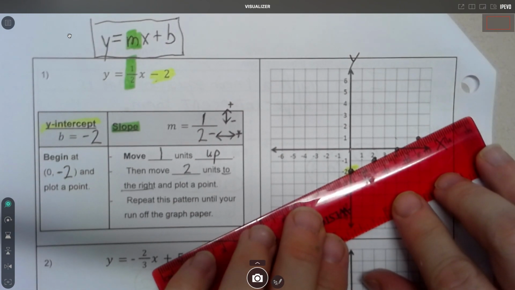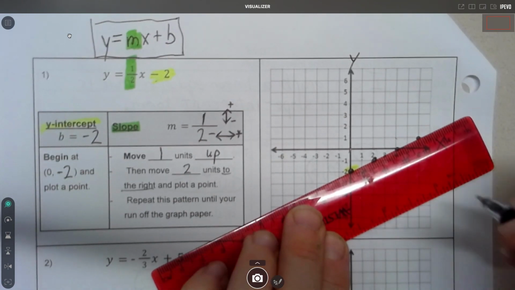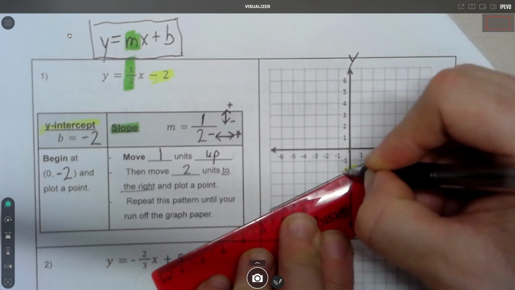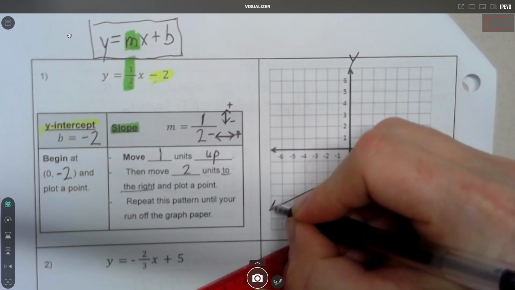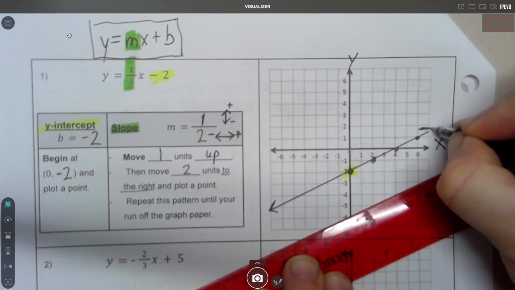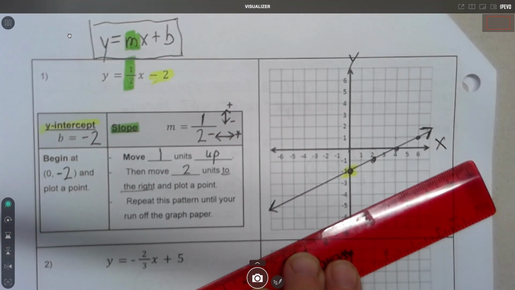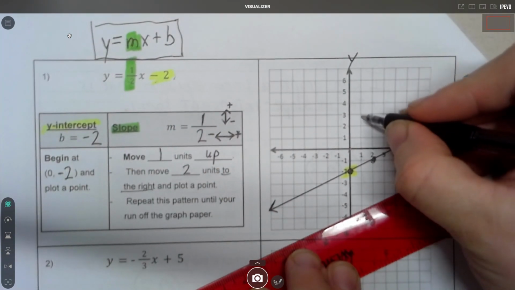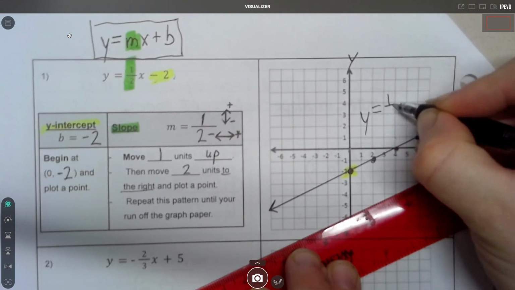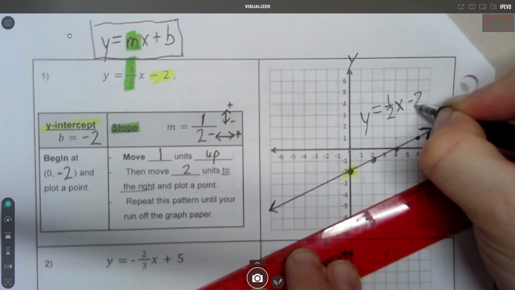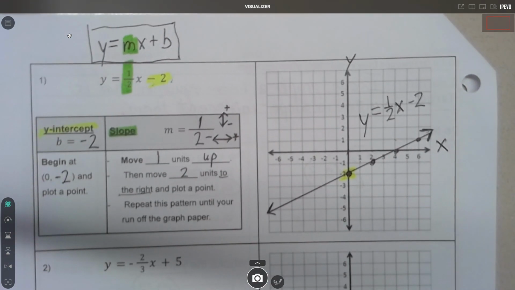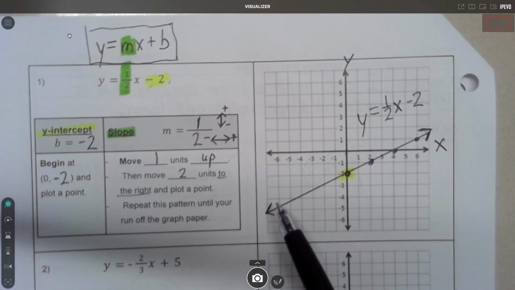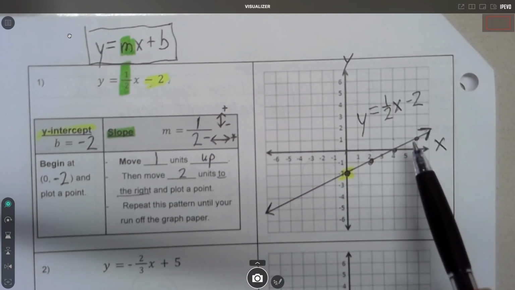So I'm going to grab a ruler or a straight edge. Whenever I draw a line, you always draw the line on the graph paper to the ends of the graph paper. So go to both ends. And then we always label the line with the equation. So the equation was y equals 1/2 x minus 2. Just write it here, y equals 1/2 x minus 2. So that's the graph of my line. The line had a positive slope, so it should be going uphill. It is.